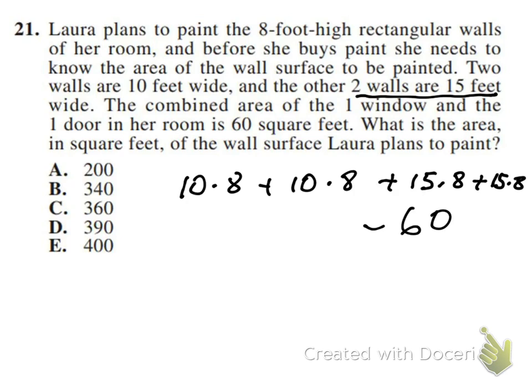Okay. 10 times 8 is 80. 80 and 80 is 160. Is that what? 8 times 15 is 120. 40 and 80 is 120. 240, 180, 240 minus 60. So 180 and 180 is 360 square feet. Picture the room that you're sitting in. 4 rectangles. Area of a rectangle is length times width.